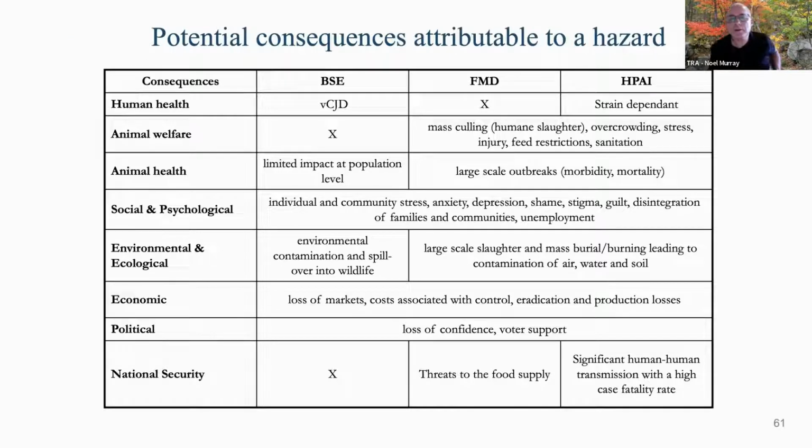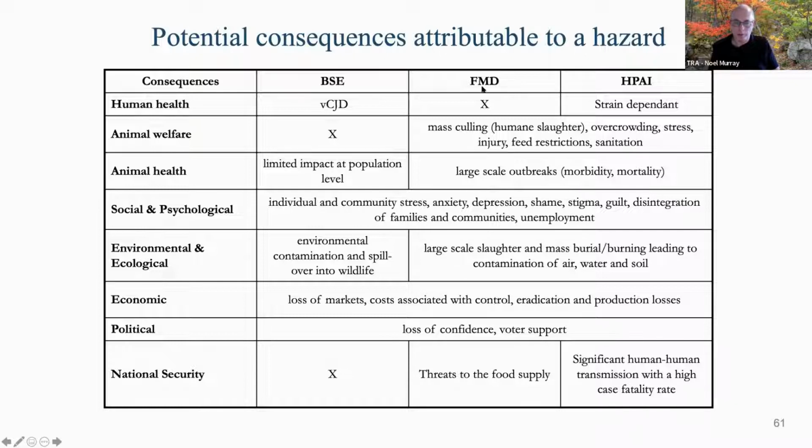So just looking at a couple of examples here, we're just looking at BSE or mad cow disease, foot and mouth disease, and highly pathogenic avian influenza. So in terms of human health consequences, obviously with BSE, there's new variant Creutzfeldt-Jakob disease.